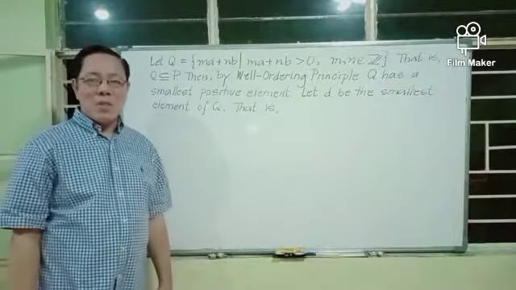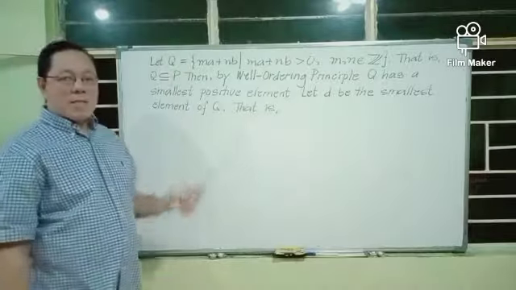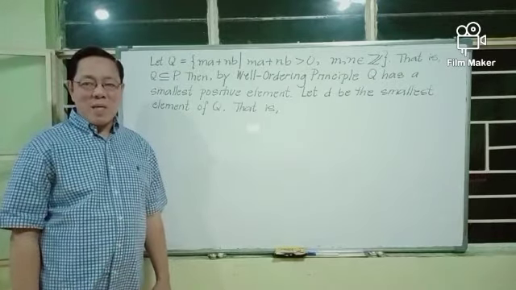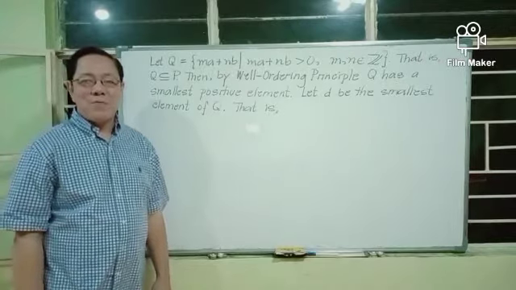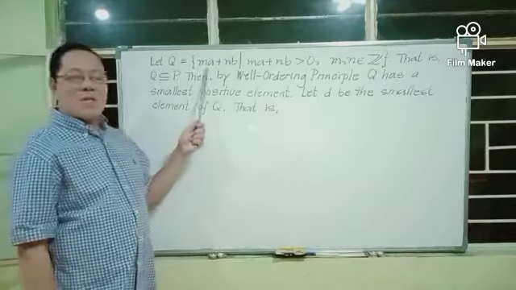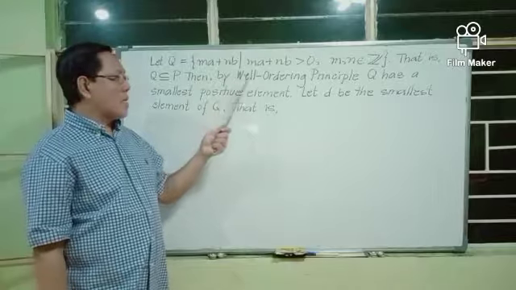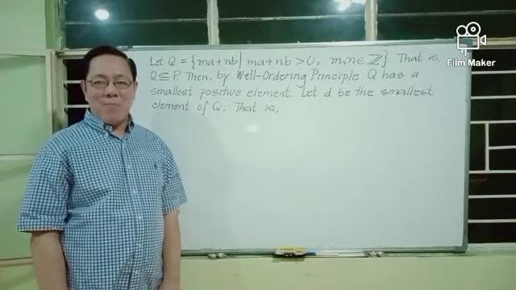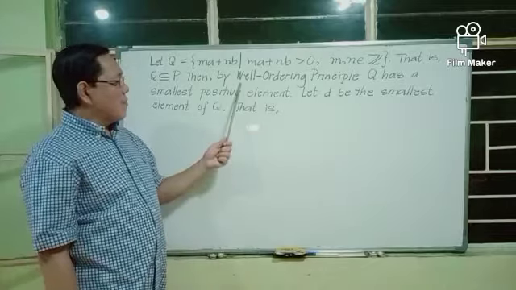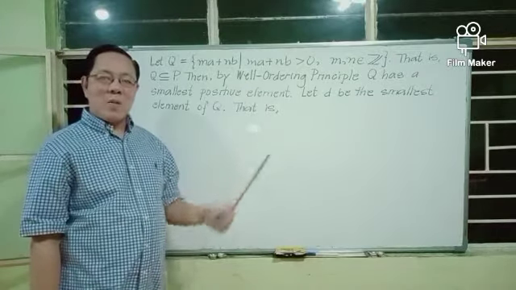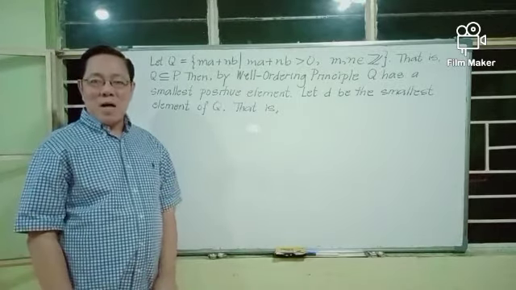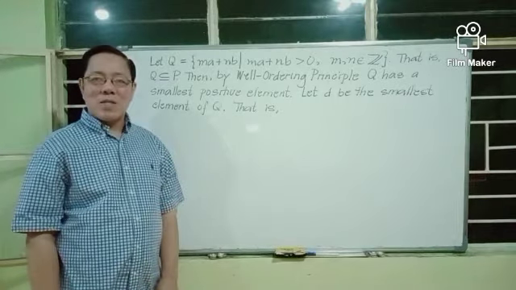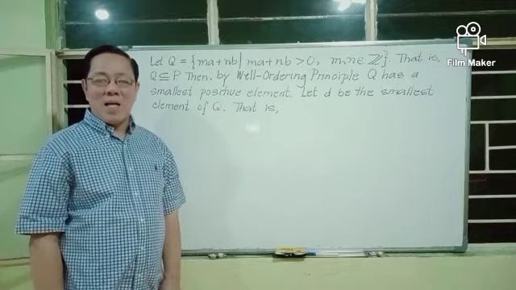Again, we are sure that Q, the set of positive integers, elements of set P, or the set of linear combinations of integers a and b that are positive, has a smallest positive element because of the well-ordering principle, which assures us that every set of positive integers has a smallest positive element.